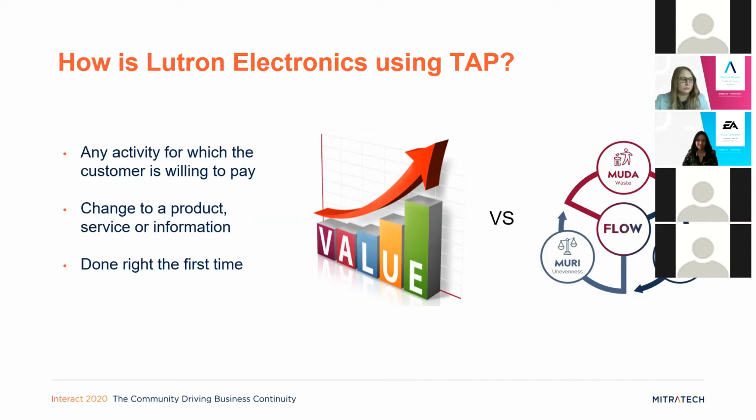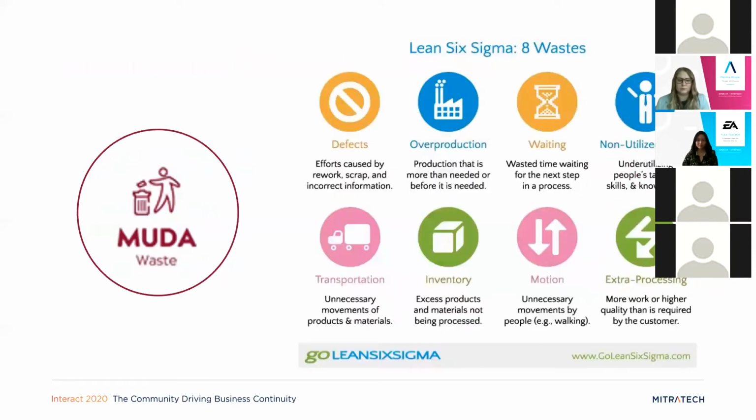So our definition of value is right out of the Lean Six Sigma handbook here. In order for something to be a value-added step, it has to be an activity the customer is willing to pay for. It has to change the product or service in some way, shape, or form. And it has to be done right the first time. If it doesn't check all 3 of those boxes, then it's not value, it's waste. And specifically, even though there's 3 kinds of wastes, we're really going to focus on the MUDA form of waste, which is most appropriate for processes. All right, next slide.